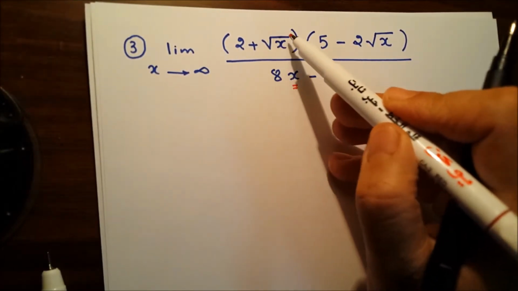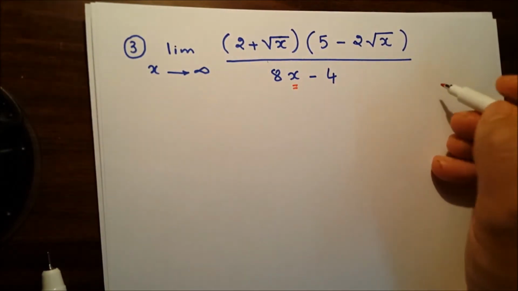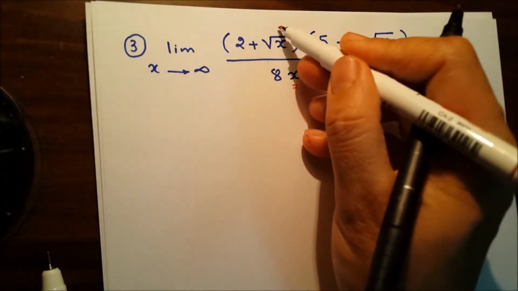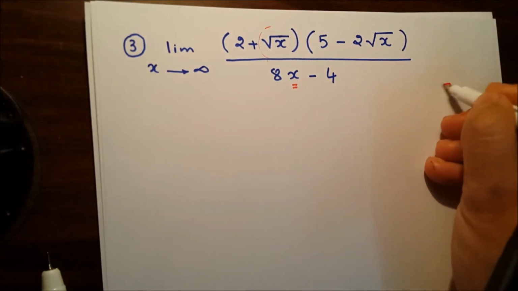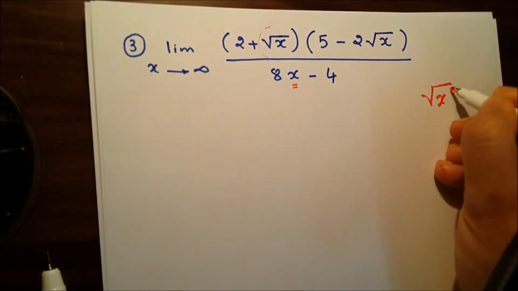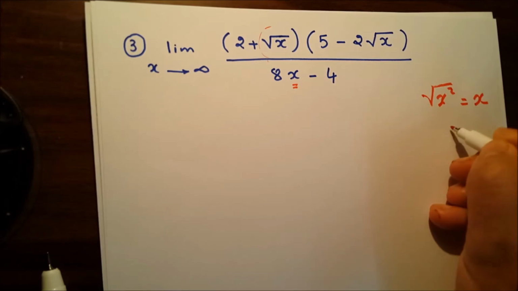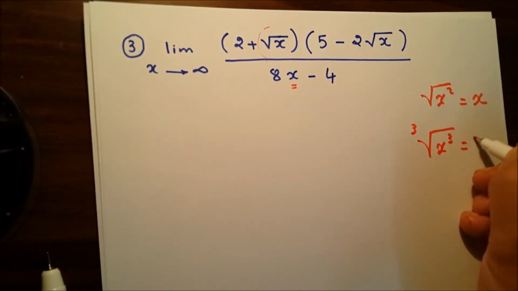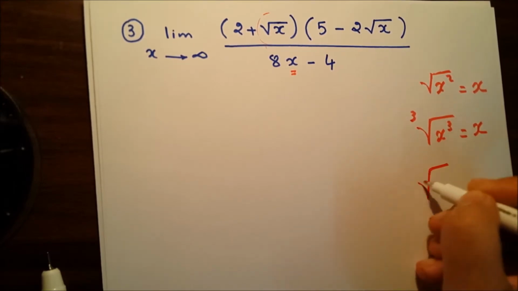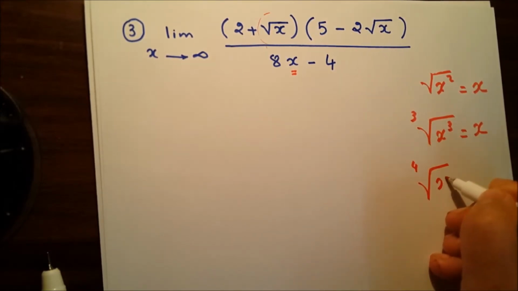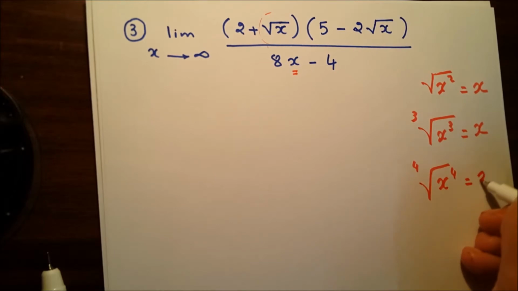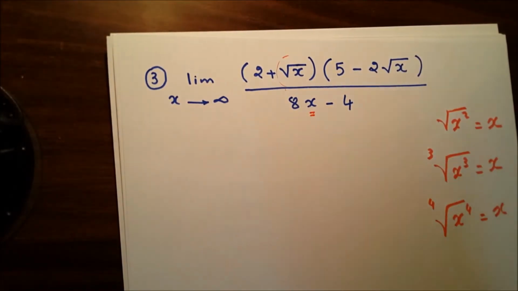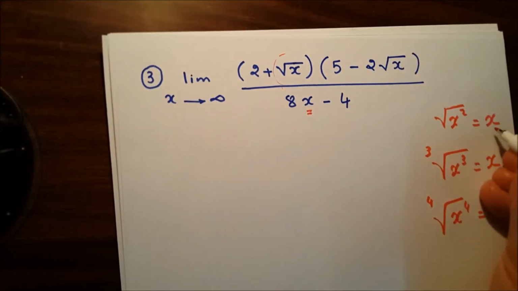In the numerator, we have square root x. Once the square root appears, we need to change x in this form. So square root of x squared is equal to x, like cubic root of x cubed is equal to x, and fourth root of x to the power 4 is also equal to x. So let's divide the terms of the denominator by x.